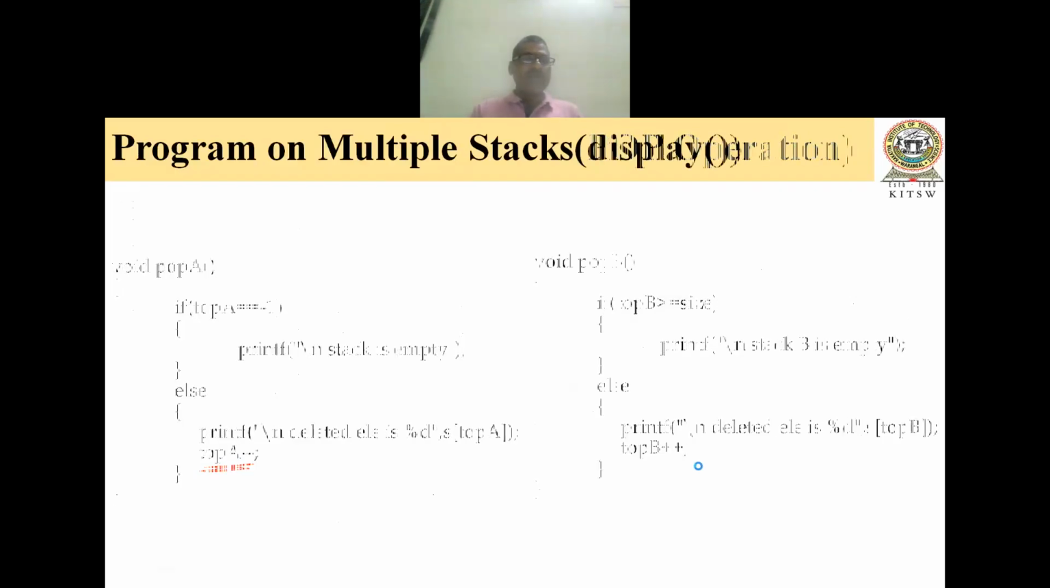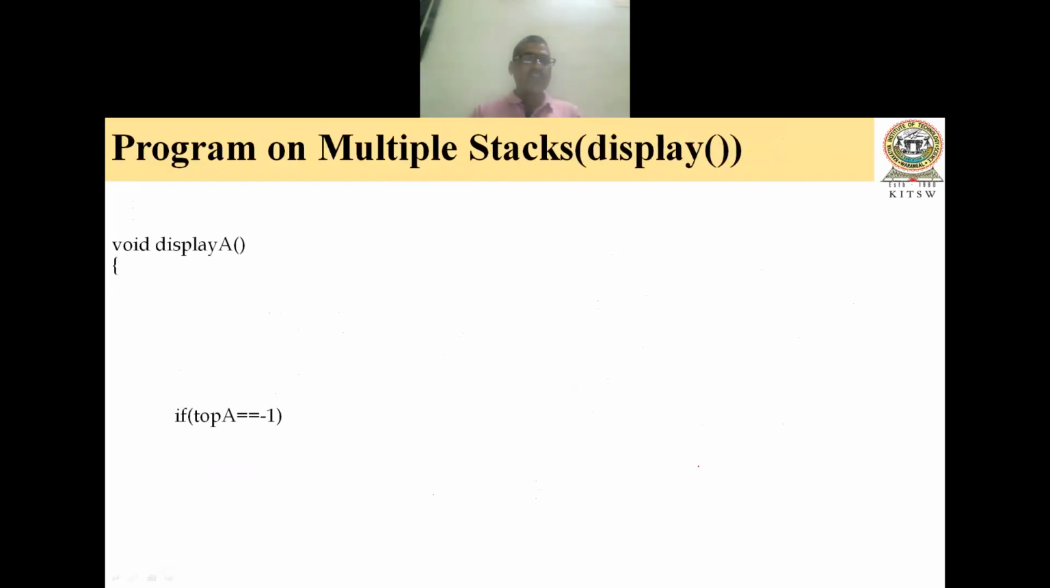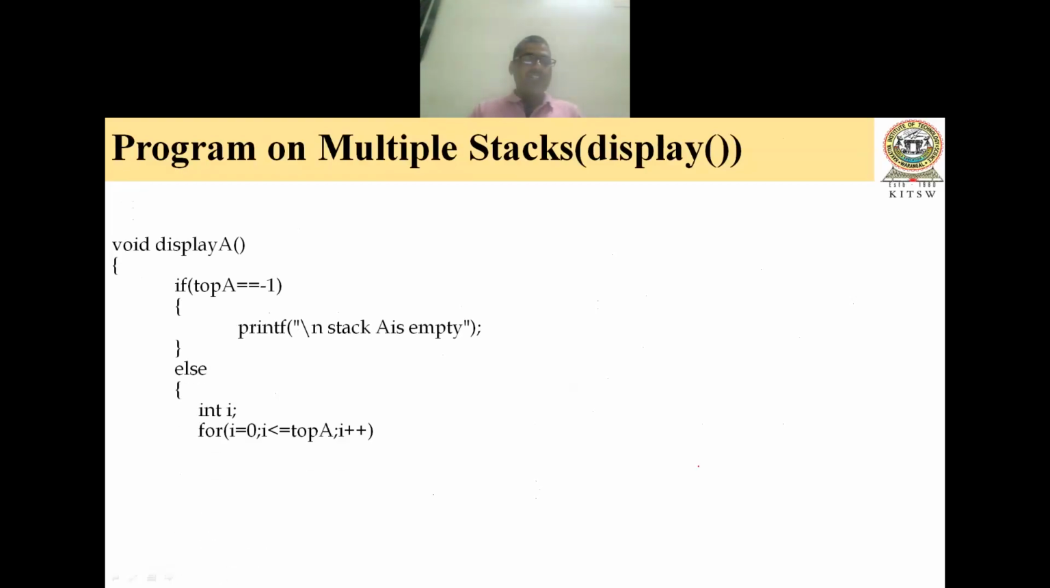Fine. So this is the display A operation, displaying the stack A. If top A is equal to -1, stack A is empty. Else we display: int I is equal to 0, I less than or equal to top A, I plus plus, then print %d, S of I.